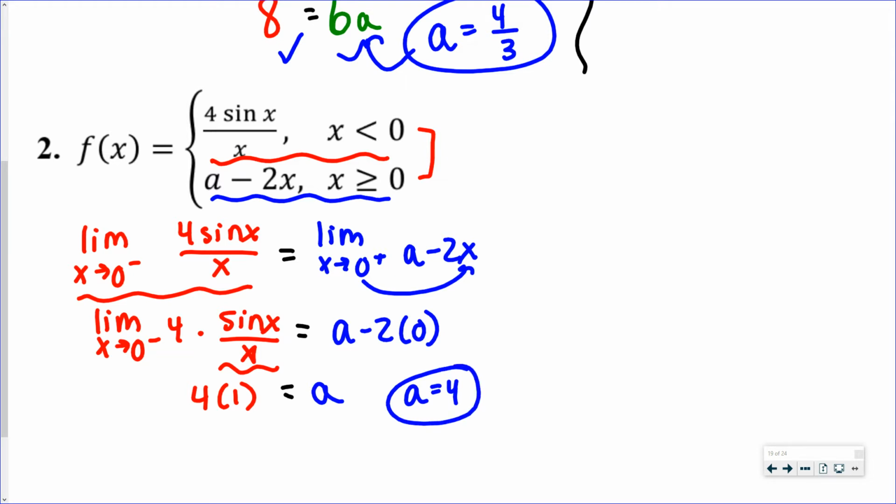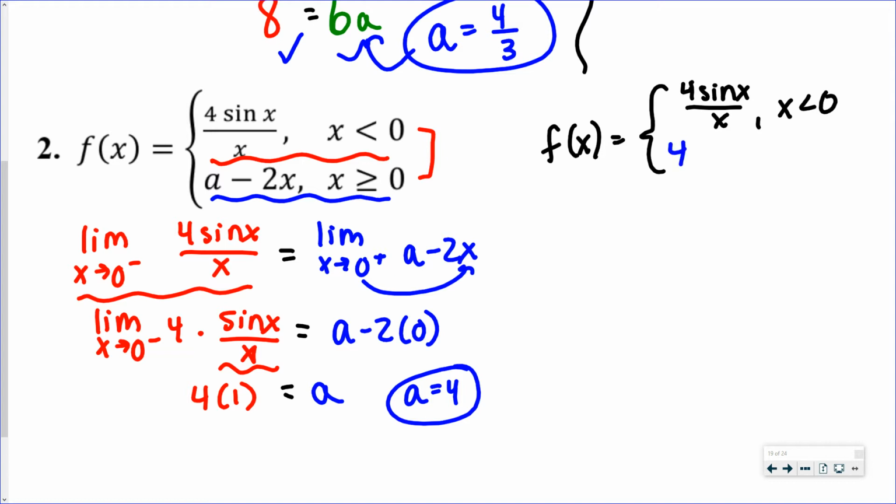So if I were to rewrite that piecewise function, plugging in that value I get for a, which was 4, minus 2x. Okay, folks, just as a check, go ahead and find f of 0.